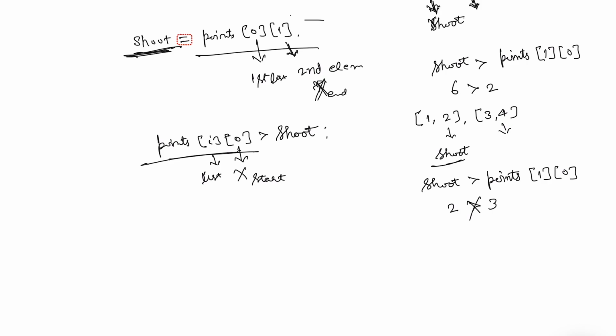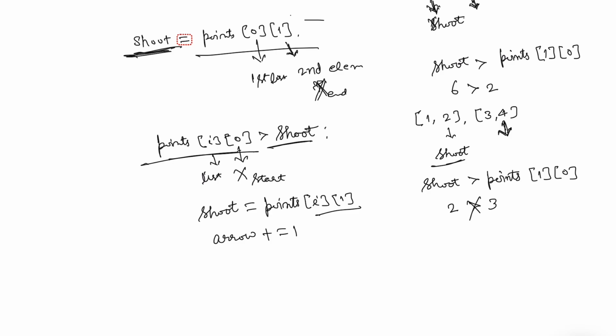if shoot is less than the next list's first position, that means the next list's start position, then we will have to update shoot with the next list's second position, because its shoot value will now be that list's end position, so 1 here, and we will increment the value of arrow by 1, because in this case a new arrow will be required, and finally we'll return the number of arrows.